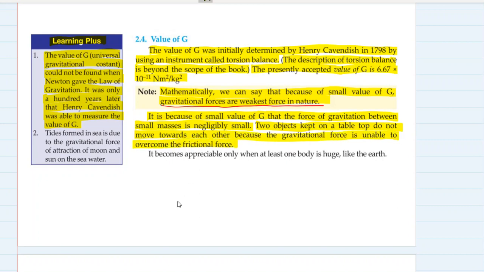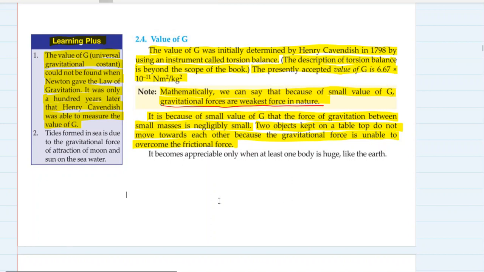You have two things on your table right now, suppose both have a mass of 1 kg, and keep them near each other. Will they move towards each other? Will they attract each other? They should not be magnets, okay? They should be normal objects. Will they attract each other? No, because the force between them is very, very small. It's so small that the frictional force they are facing right now is greater than the gravitational force between them. That's why they do not attract each other.